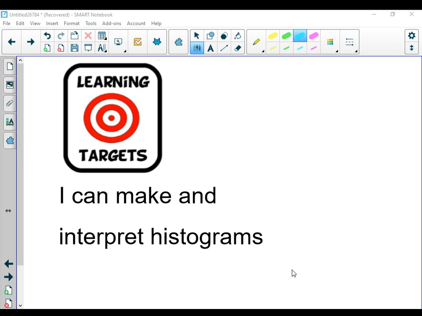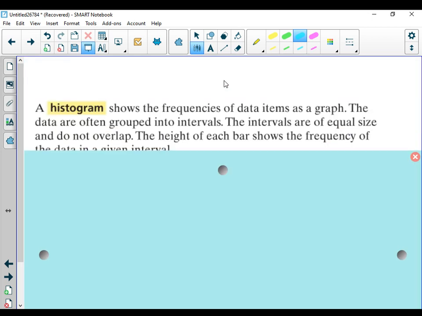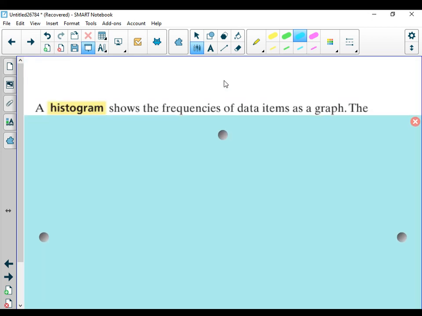So I can make and interpret a histogram, which means we should probably figure out what a histogram is, right? Yeah. A histogram, do we write all that? Shows the frequency of data as a graph.